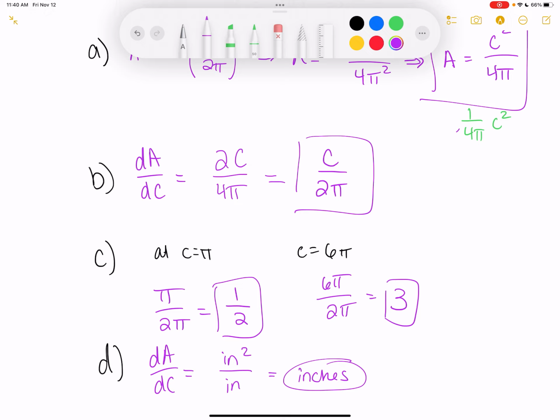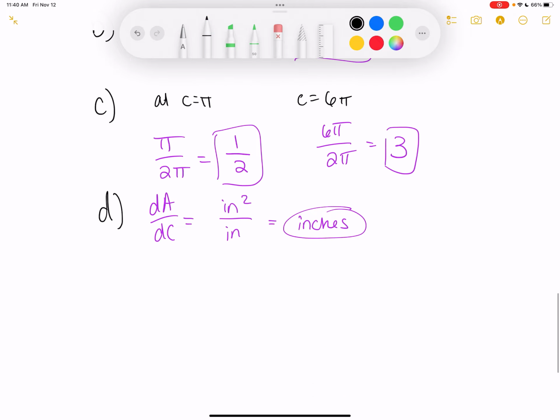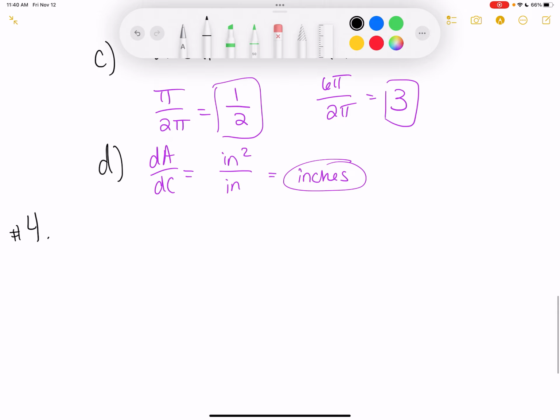Alright, this next one's going to be a little harder just because it's something that we're not as familiar with, probably. Number 4. A square of side length S is inscribed in a circle of radius R.